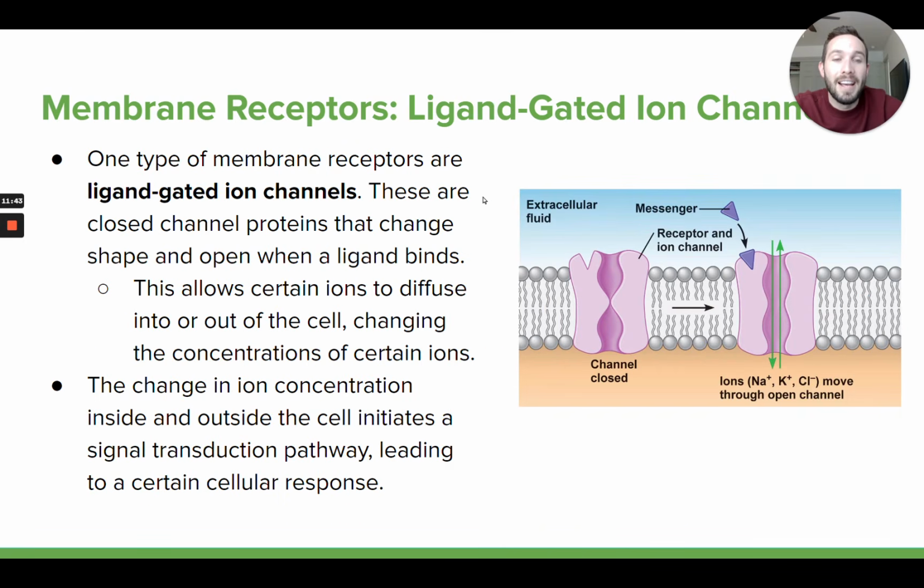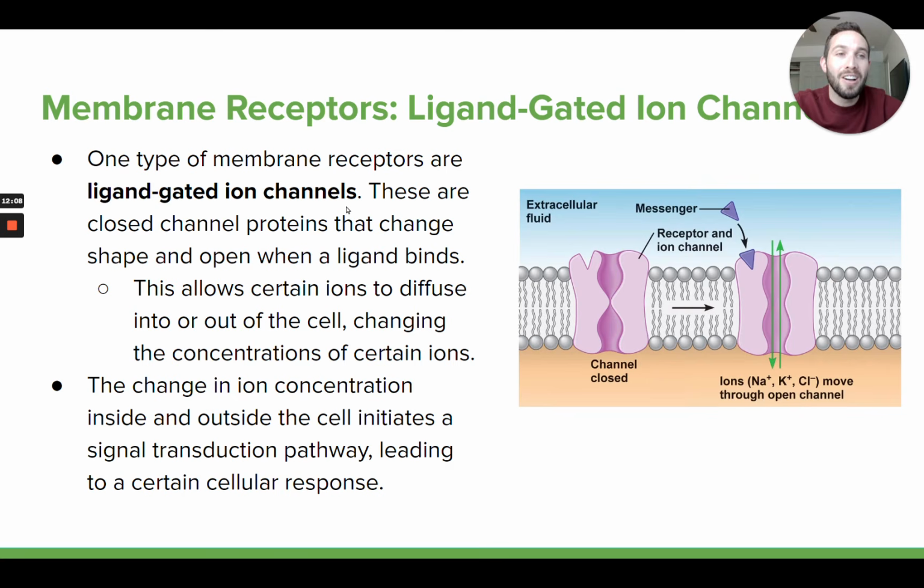But like I said, the way more common ones are membrane receptors. These are receptor proteins embedded on the cell membrane, and you have these ligand molecules outside the cell, and they bind to the protein outside the cell, which then causes something to happen inside the cell. And so there are two types we're going to look at. The first we'll look at on this slide are ligand-gated ion channels.